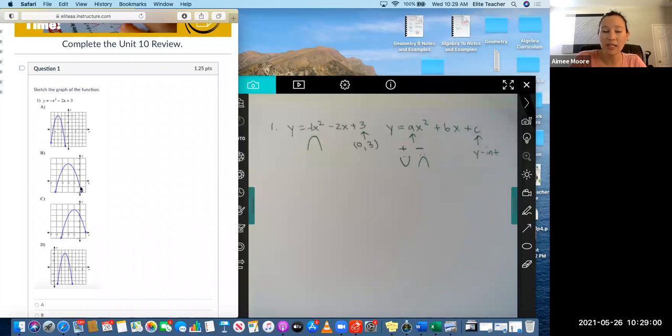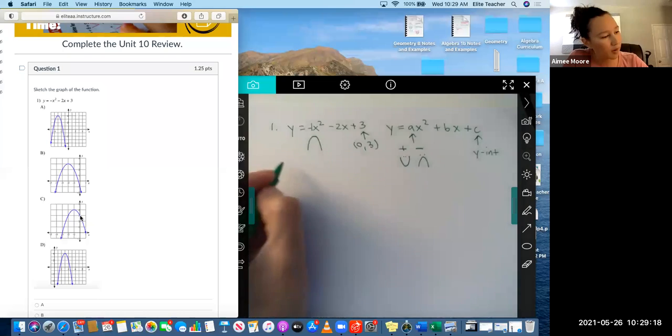So we know it's not D. We know it's not B. So is it A or is it C? It's C, right? C, it's going down and then it crosses the y-axis at 3. It has a y-intercept of 3. So we know that number 1 is C.